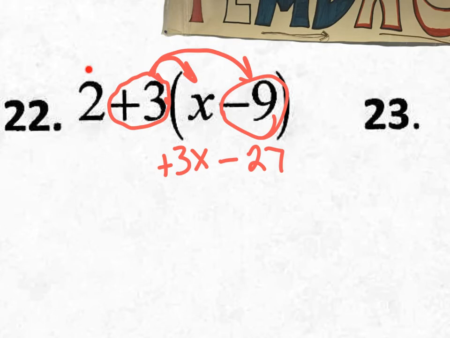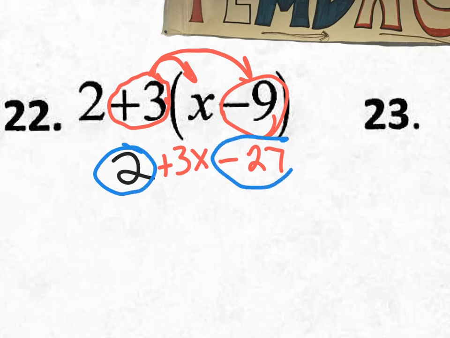Now, what about this 2 that's out in the front? I'm just going to bring it down. So there's the 2 out in the front. So now I have 3 terms. I have 2 plus 3x minus 27. Let's take a look at the numbers. I'm going to combine the positive 2 with the negative 27. That's like me having $2 and owing somebody $27. I'm going to owe still a lot of money. How much do I owe after I give them my $2? Negative 25. So I'm going to bring it down as negative 25.